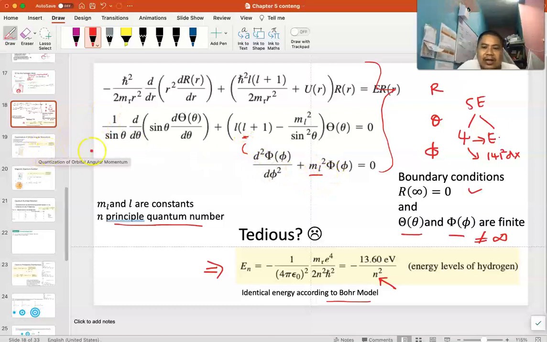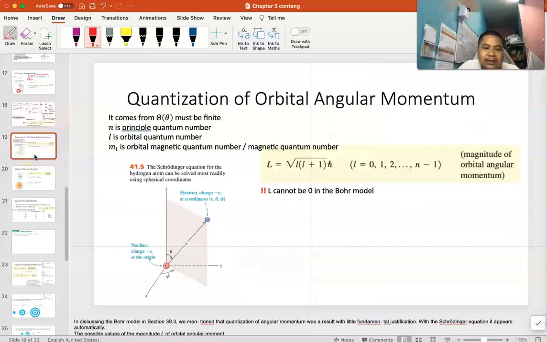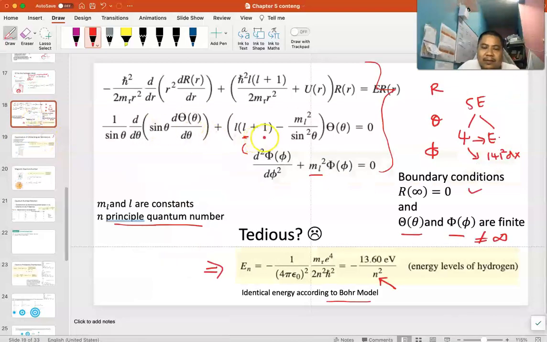Alright, so we already have En. Now we go forward. The quantization of orbital angular momentum, which is the l number. So the meaning of this l. Alright.